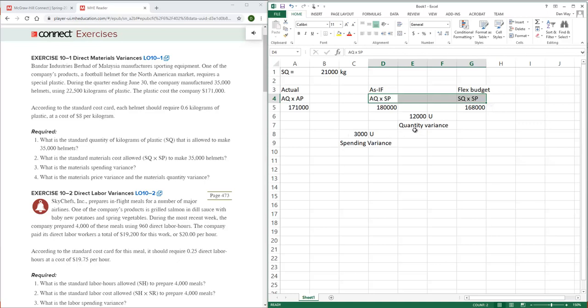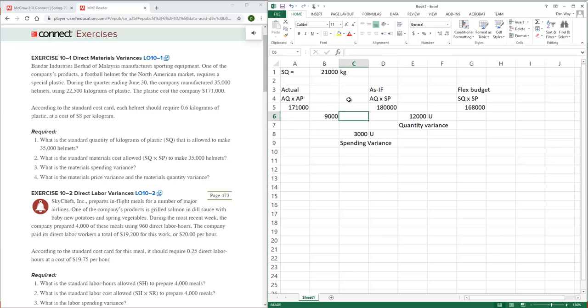Now, given that we have our quantity variance and our overall spending variance, we could find the price variance just by determining the other portion, if you will, of that higher level variance. But let's go ahead and use the numbers we've determined up here to make that calculation this time. So 180,000 in the as-if minus 171 in the actual result means a $9,000 difference.